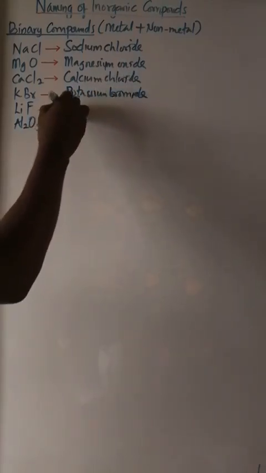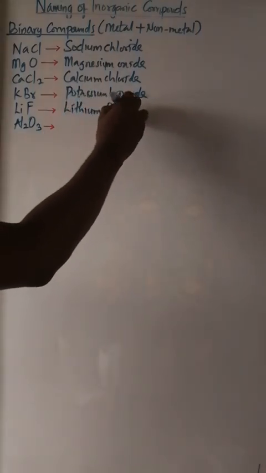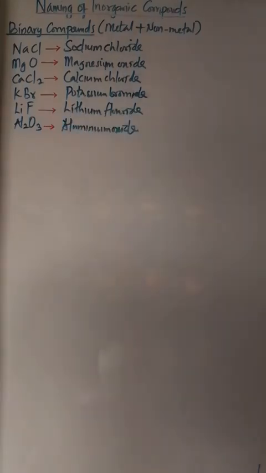This is magnesium oxide. This is calcium chloride. We are not using the prefixes here. This is potassium bromide. Then this one, lithium fluoride, and aluminium oxide. Let's move further.